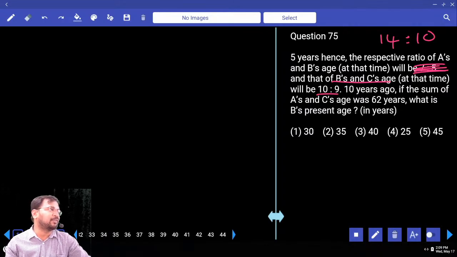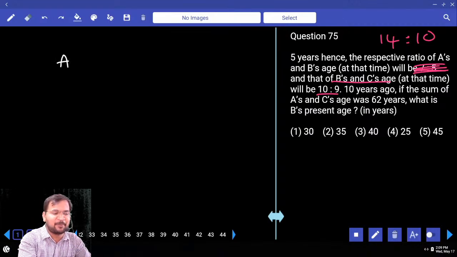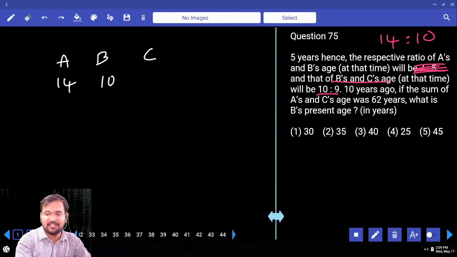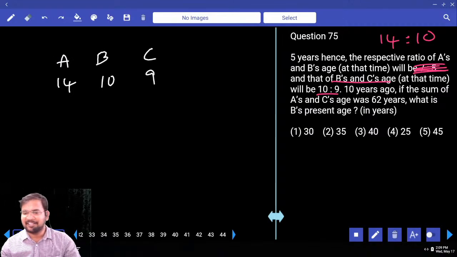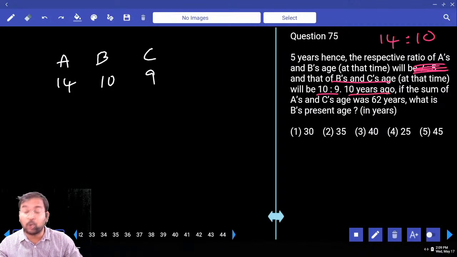Sir, why are you multiplying with 2? B is the common person, that is the reason. Very good. A is 14 parts, B is 10 parts, C is 9 parts. Very good. This is 5 years hence. All of you clear? Very good. Now, 10 years ago.